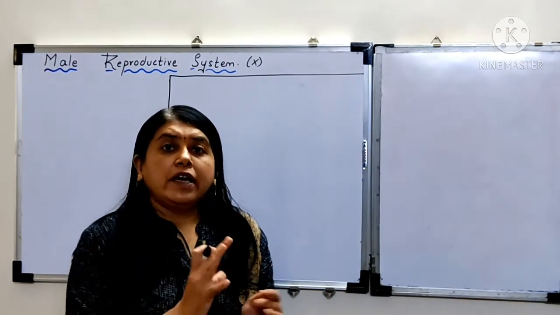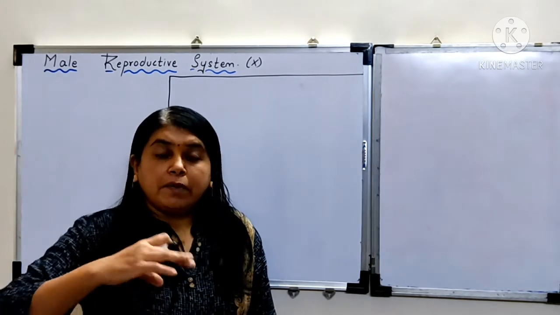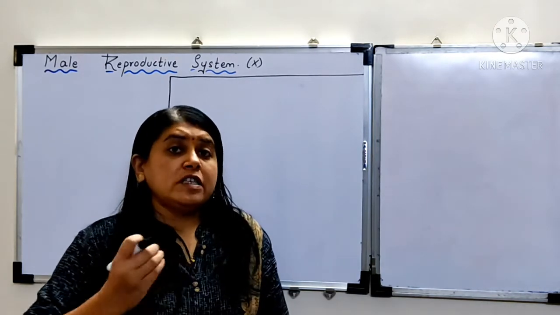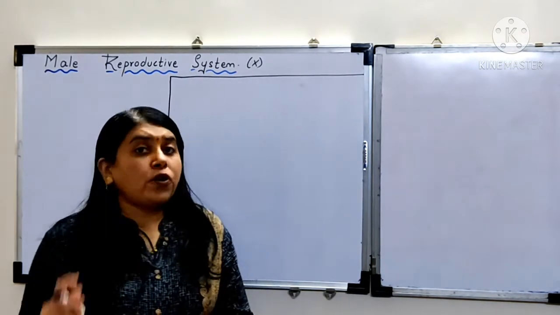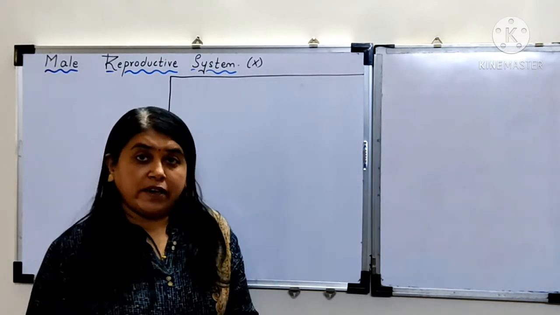Either they will give you an incorrect diagram and ask you to correct it, or you would have to label the parts, or you would have to give the functions of certain specific parts. So begin drawing with me in this video. Take a pencil, book and start drawing the diagram with me.